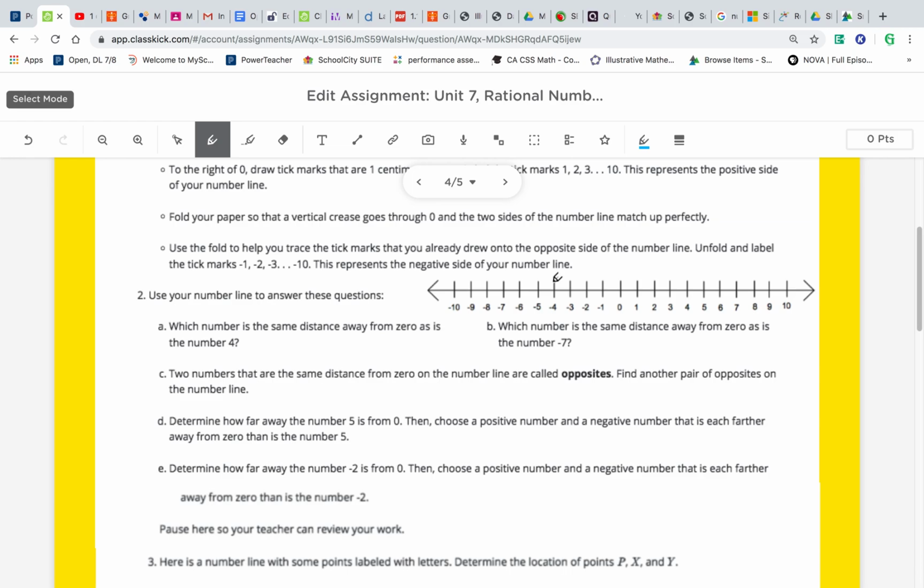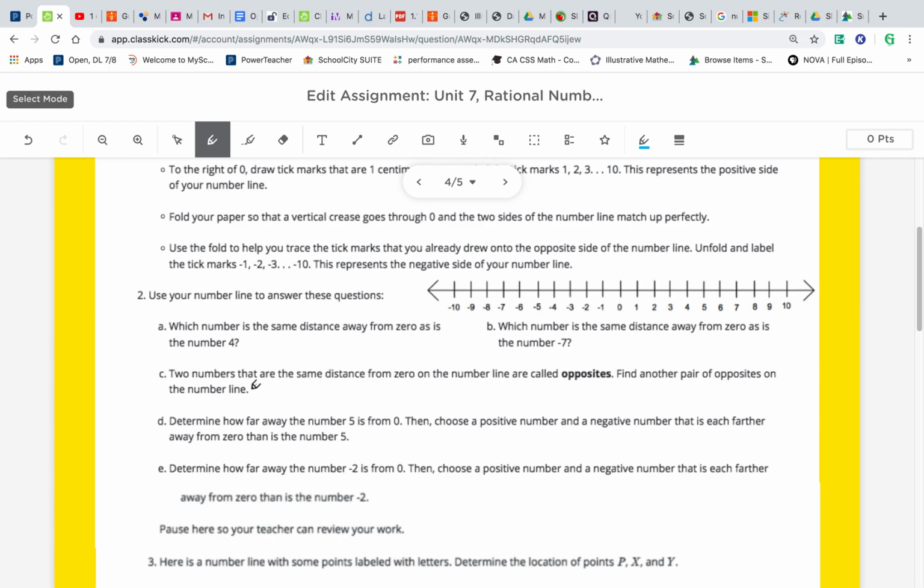All right, for letter B, which number is the same distance away from 0 as is the number negative 7? Well, let's find negative 7. We're in the negatives, so we're going to go here. How many spots away from 0 is negative 7? Let's count. 1, 2, 3, 4, 5, 6, 7. Yes. 7 places away from 0. So to get the same distance away, let's go 7 places to the right. 1, 2, 3, 4, 5, 6, 7. So positive 7 is the same distance away from 0 as is negative 7.